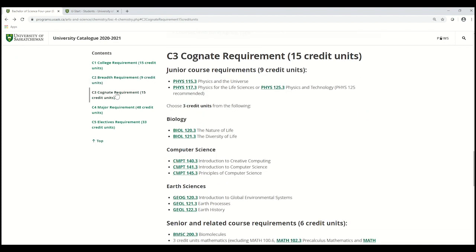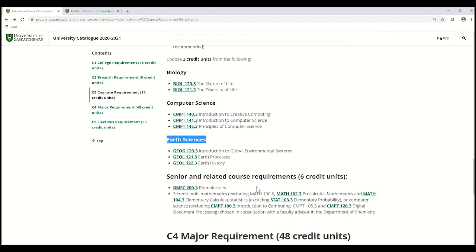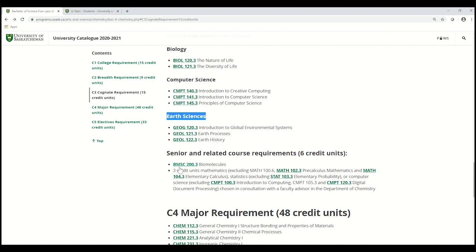Okay, Cognate Requirement. In this case, it's 15 credit units, and this is to give you the background science needed to go on to be a major in chemistry. So the Cognate Requirement is going to look very different for a history major than it would for a chemistry major. But nevertheless, in this case, you'll need to have your physics 115 and 117. In addition, you'll need 3 credit units from one of the following science areas, either biology, computer science, or the earth sciences, plus Biomedical Sciences 200, which is a biomolecules class, and another math or stats class.